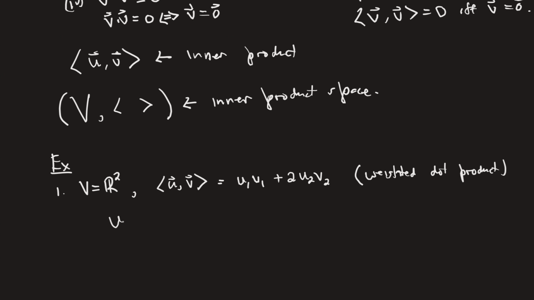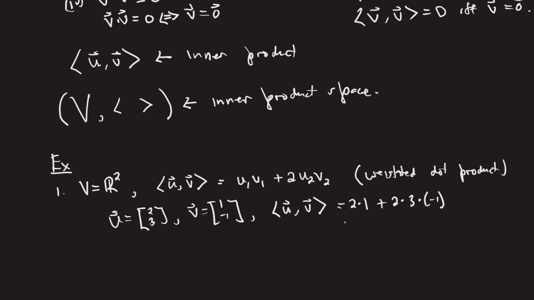So let's say my u, and I'll write this as a column, doesn't really matter, is (2, 3), and let's say v is (1, -1). Then the inner product of u and v using our weighted thing would be 2 times 1, right? So that's u1 times v1, but then I have to take plus 2 times 3 times -1. And then this will give us 2, and then this is -6, so then this will be -4. And there you go, right?